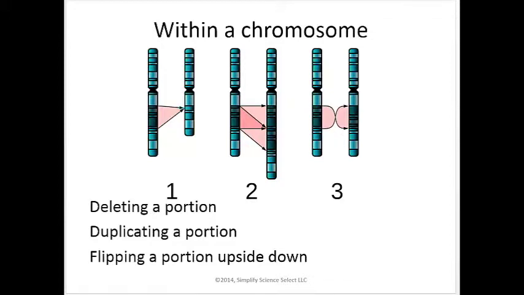But you can even get changes within a chromosome. You can just delete a part. You can duplicate a part. So in the first one we're seeing deletion. Just part of it's gone. In number 2, there's duplication. We get that same part in there twice. And then in 3, we get inversion, flipped upside down.